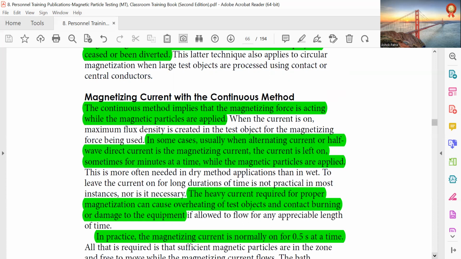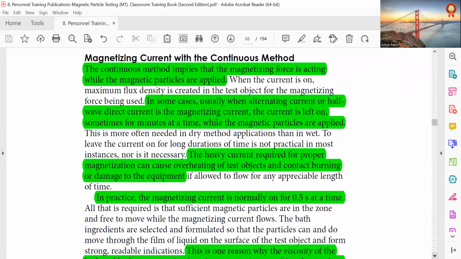The heavy current required for proper magnetization can cause overheating of the test object and contact burning, or damage to the equipment. In practice, magnetizing current is normally applied only for 0.5 second to 1 second.